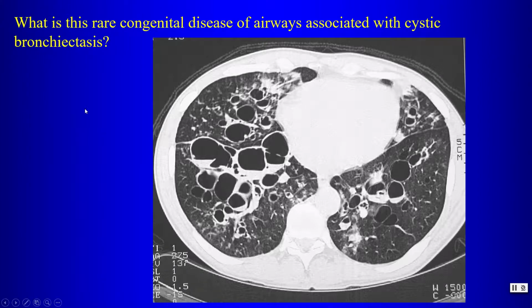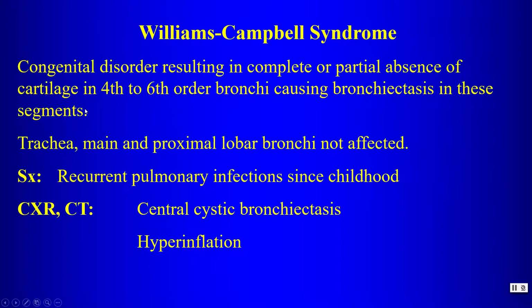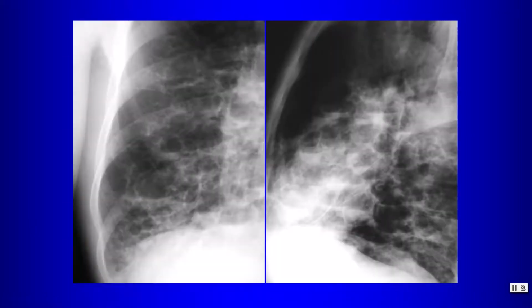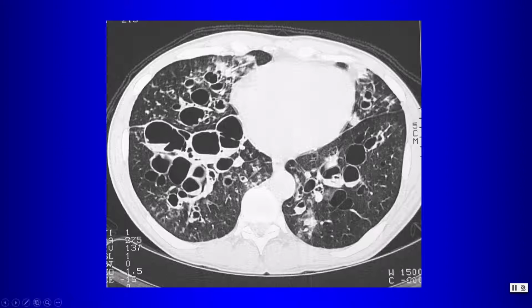What is the answer? The answer is Williams-Campbell Syndrome. This is a congenital disorder resulting in complete or partial absence of cartilage in the smaller bronchi. So the trachea, the main and proximal lobar bronchi are not affected, so these patients develop bronchiectasis more peripherally. Cystic bronchiectasis is what these patients will develop. So cystic bronchiectasis like that from a cartilage deficiency of the small airways, this is called Williams-Campbell Syndrome.